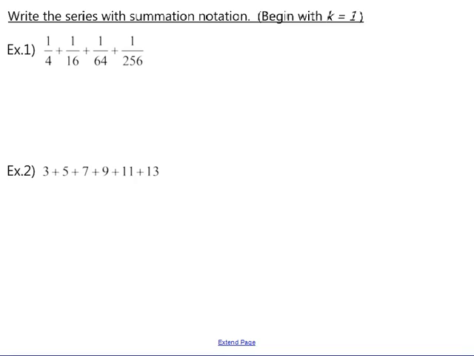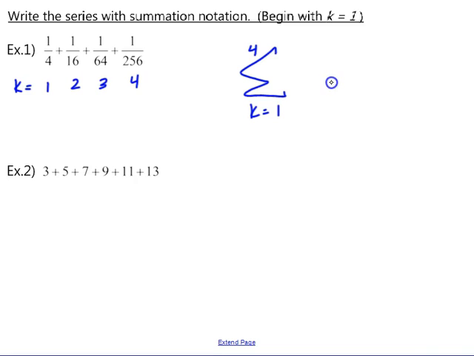In these examples, we want to write the series in summation notation, beginning with k equal to 1. So first let's count our terms. We're going to use the variable k to represent our first term, second term, third term, and fourth term. So we're adding the first 4 terms of the sequence. So we're going to start off with our sigma, starting with k equal to 1, all the way up to our fourth term. Now the last thing we need is our formula for the nth term.